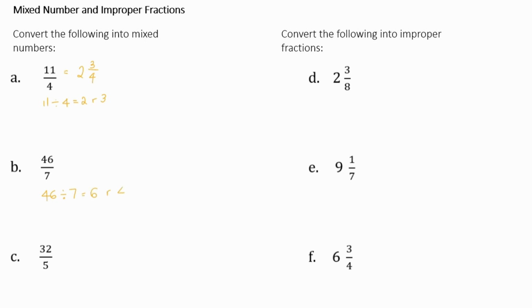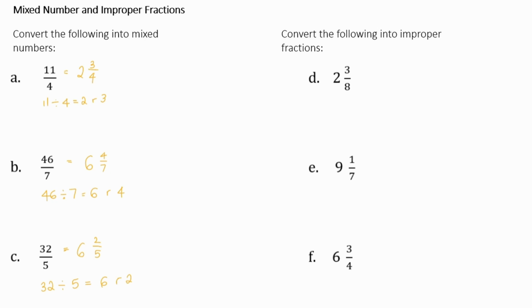Part B is 46 over 7, so we can do 46 divided by 7, and that gives us 6, remainder 4. So our whole number is going to be 6, and we can put the fraction as 4 over 7. Part C is 32 over 5, so we are going to do 32 divided by 5, and that gives us 6, remainder 2. So our whole number is 6, and we put the fraction as 2 over 5.